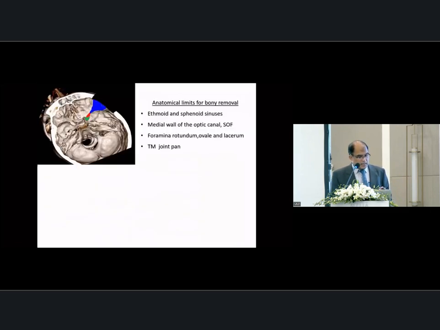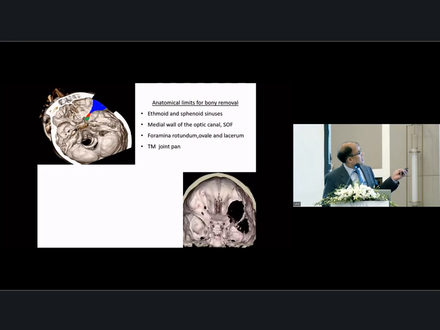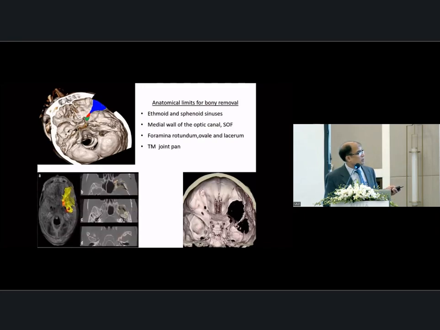These are the anatomical limits, because when I say aggressive bony removal, there are certain limits. You tend not to open up the sinuses because of the risk of CSF leak. These are some of the landmarks for your bony removal, and you tend to preserve the TM joint as well, because that can also cause disabling symptoms for the patient postoperatively.